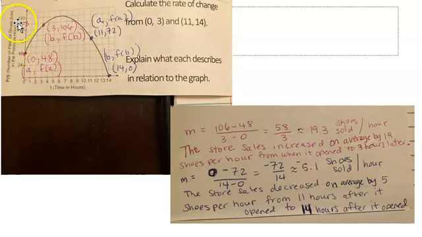because that's what it says in my label over here, number of hours after it has opened, until 14 hours after it's opened. So you see an example of when you have a positive slope, and you see an example of when you have a negative slope, and how to compare the two with the situation that's been given.